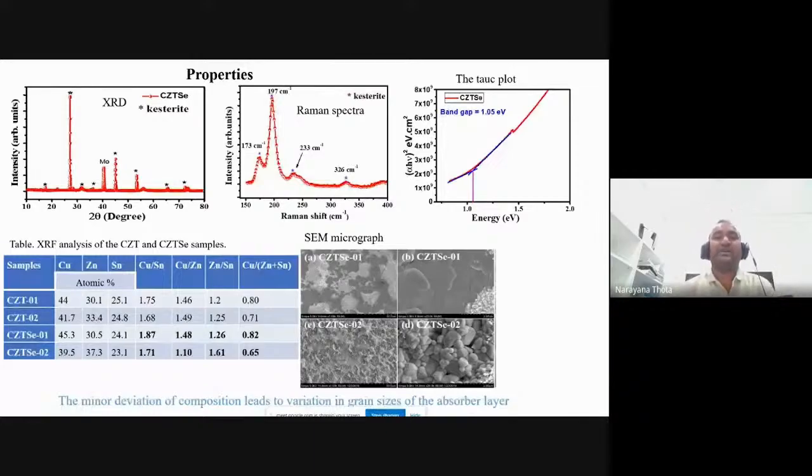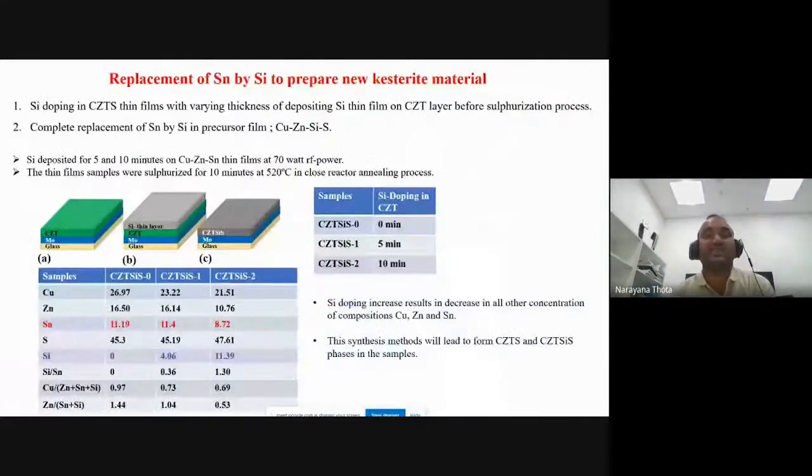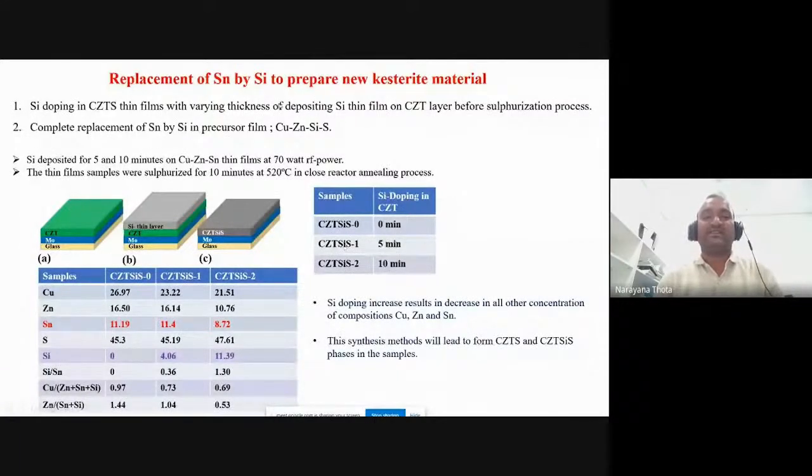Again, we try to replace the tin because tin is volatile, and its oxidation state is +2. It is easily converted to the +4 state, so a +4 to +2 reduction occurs in the tin element, and at 250 degrees we are noticing evaporation of tin from the sample. So we try to replace the tin with silicon.